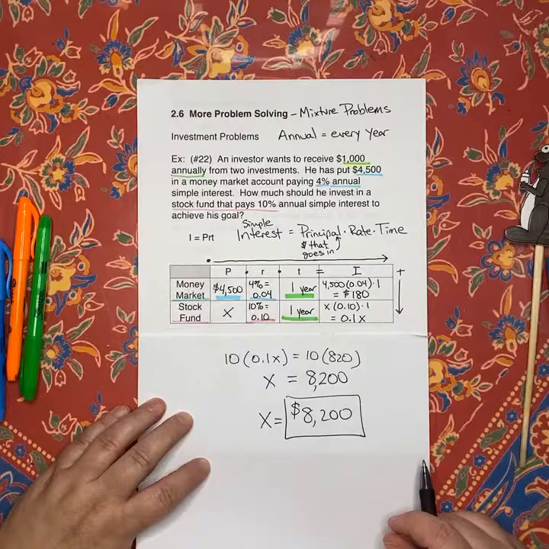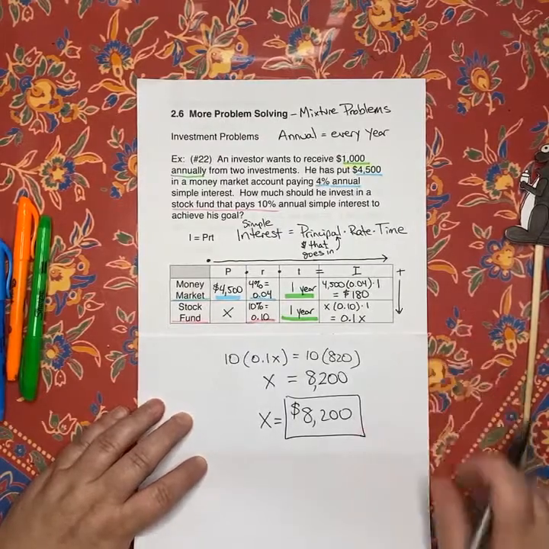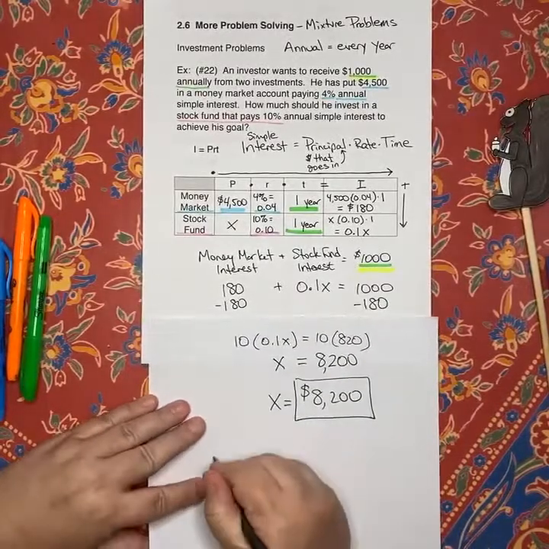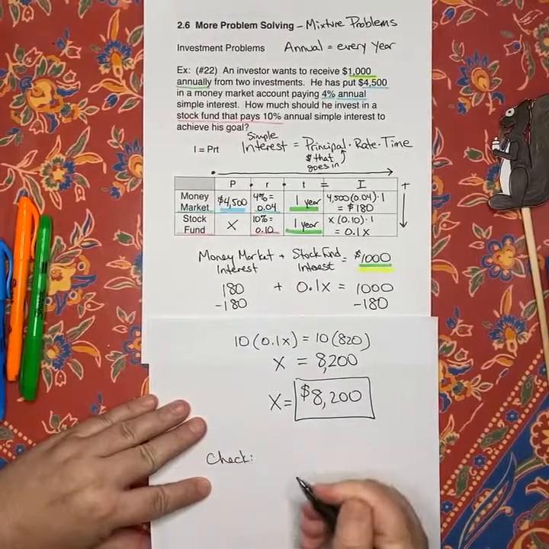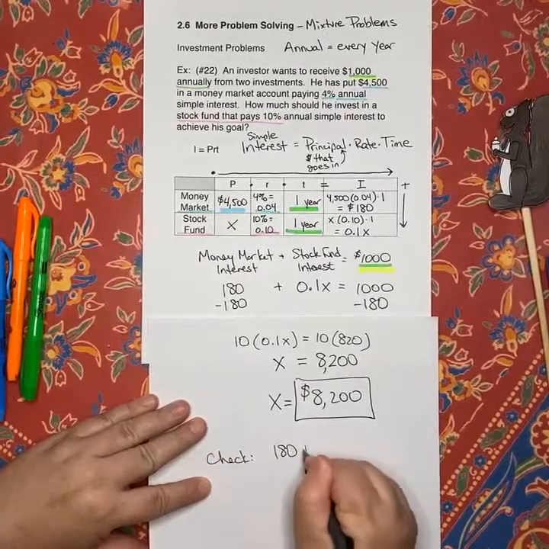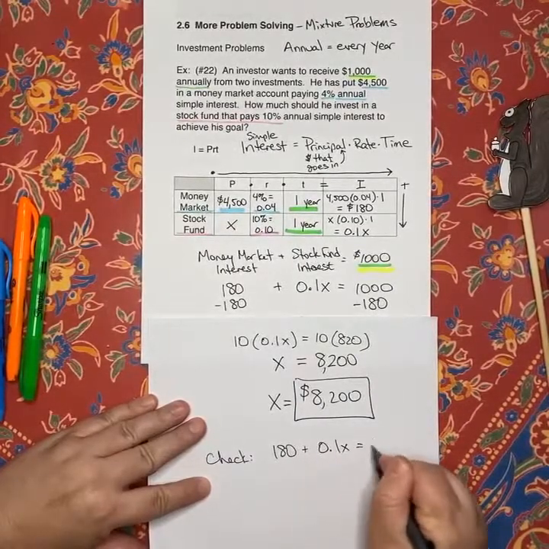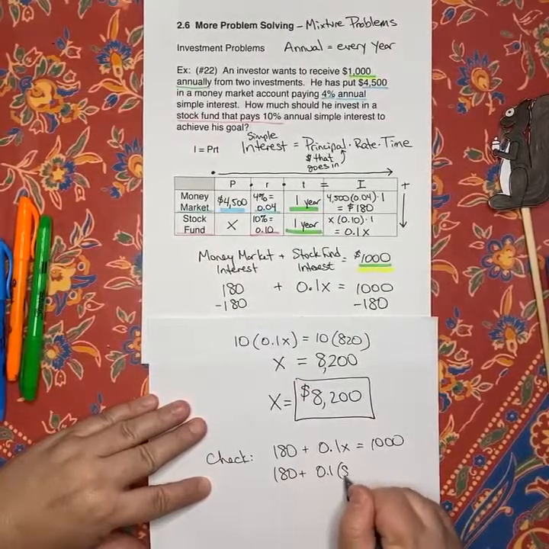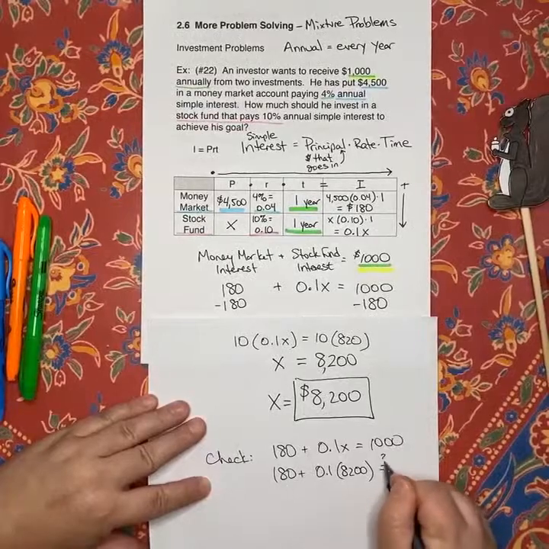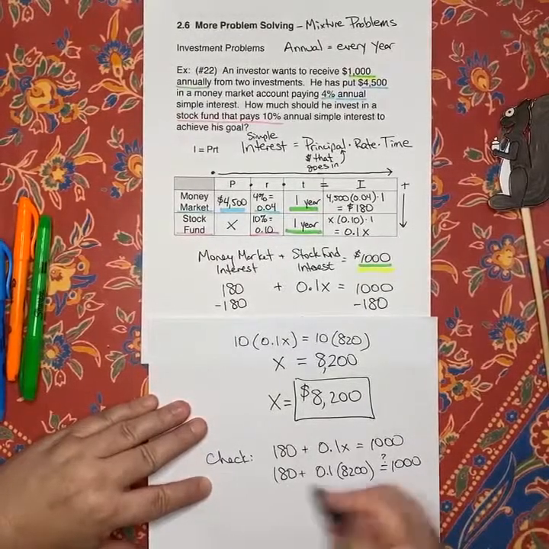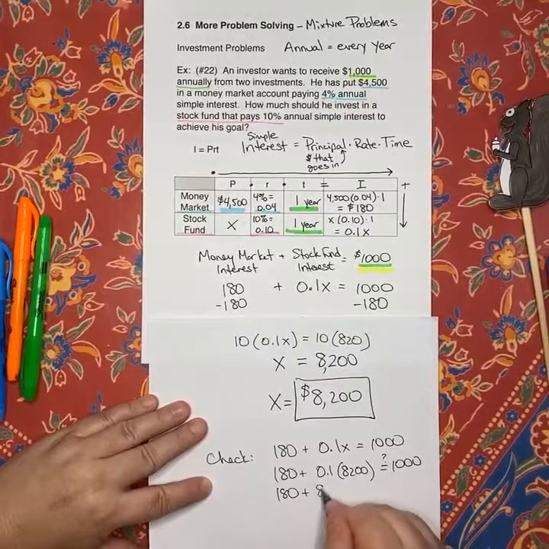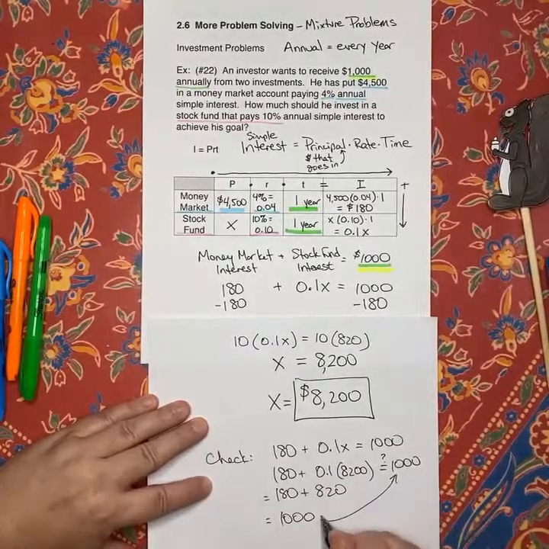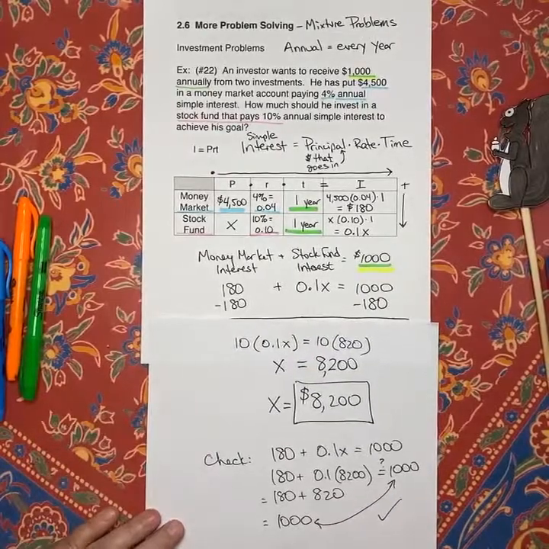Now, here's the thing about checking. You can certainly check your equation. So we could always check the equation that says 180 plus 0.1x equals 1,000. 180 plus 0.1 times 8,200. Is that equal to 1,000? This is 180 plus 820. That's equal to 1,000. Oh, yay! So we can check the equation.